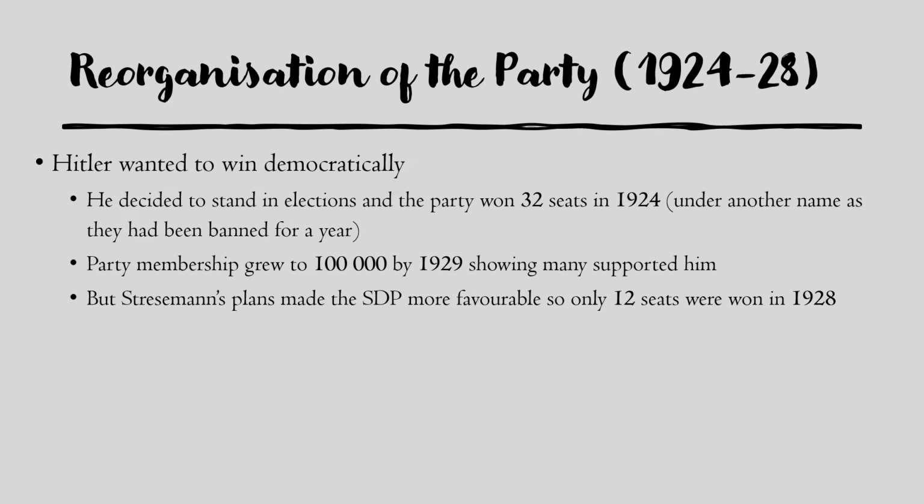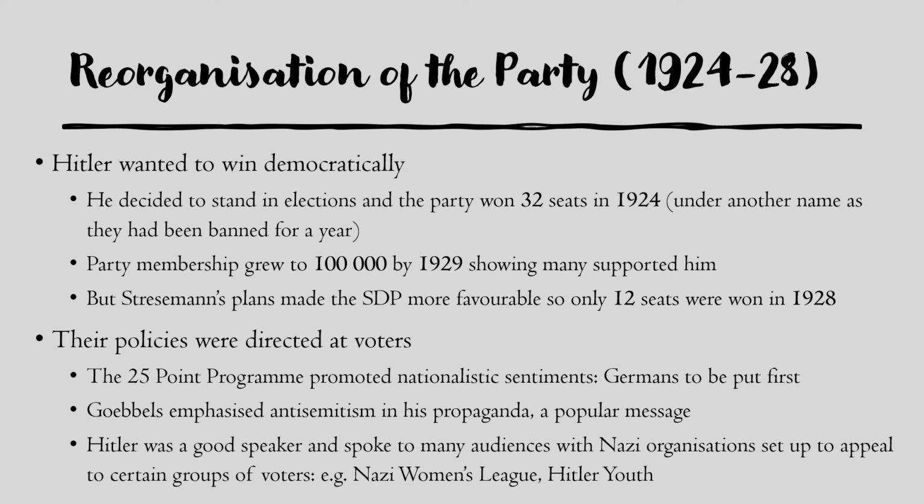So the second effect was that the Nazi policies were directed specifically at voters. As we saw earlier, the 25-point programme had been introduced, and this promoted nationalistic sentiments, so stuff like Germans and Germany to be put first, and nothing like Versailles. They weren't going to be beaten down by their old enemy in the war. Jews and communists were not to be tolerated. Germany would be put first.